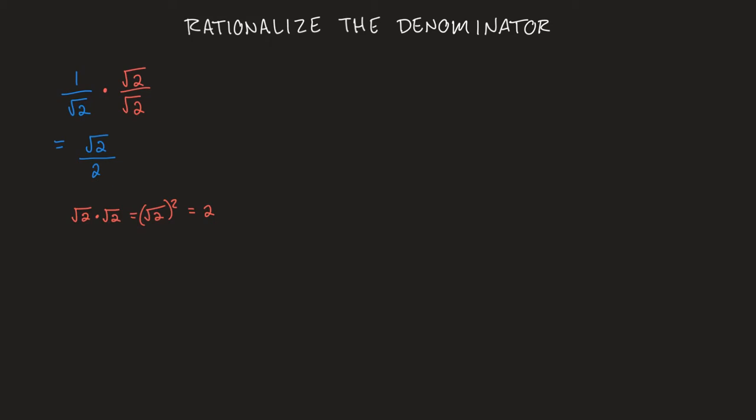So 1 over root 2 in its simplest form, after we've rationalized the denominator, is just root 2 over 2. Notice how there is no longer a radical in that denominator. So let's try another example.